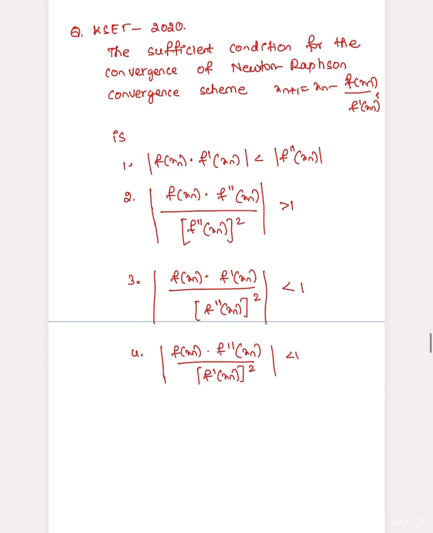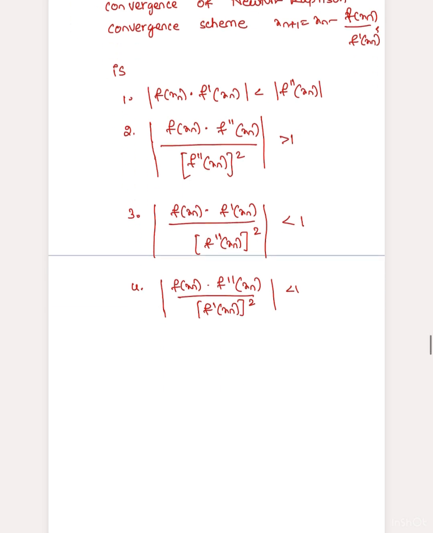You have 4 options which are in terms of modulus of some f and f dash values. Option 1 says modulus of f of xn into f dash of xn is less than modulus of f double dash of xn. The second option says the modulus of the ratio of f of xn into f dash of xn divided by f double dash of xn to the square is greater than 1. The third one is less than 1.